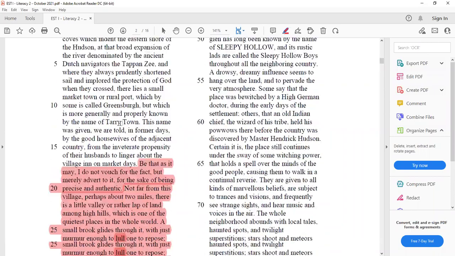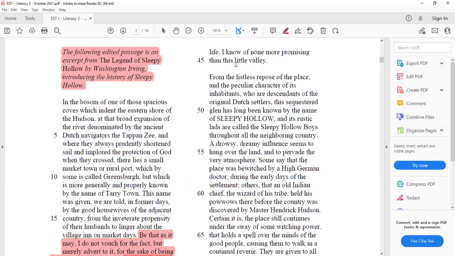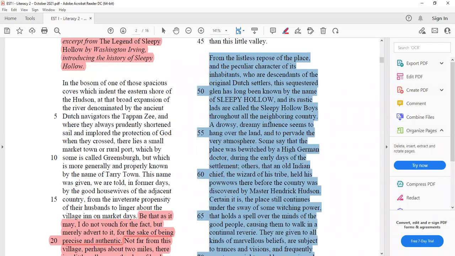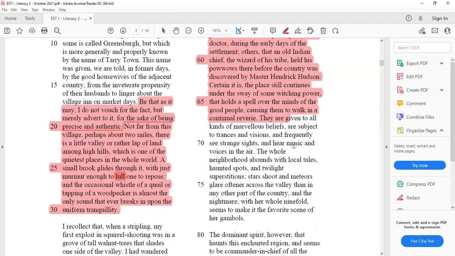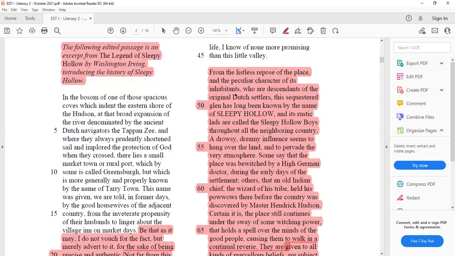third paragraph. There's one, there's two. Here is the third that I'm going to highlight right now. Okay, mister. Let's find. He said, from the listless repose, rest, of the place and the peculiar character, strange, of its inhabitants. So he's talking about an island whose people are descendants of the original Dutch settlers. Mister, we read this in the answer, descendants of the original Dutch settlers. But we must find it again and again in the passage to say that this is the answer.